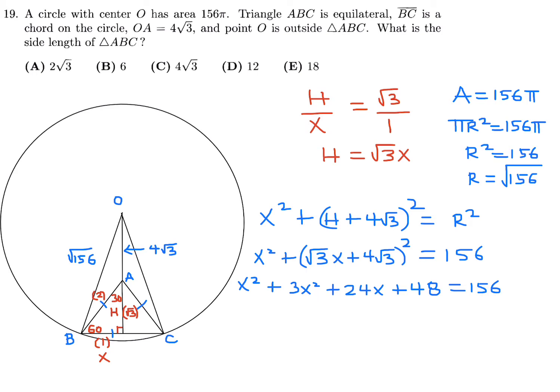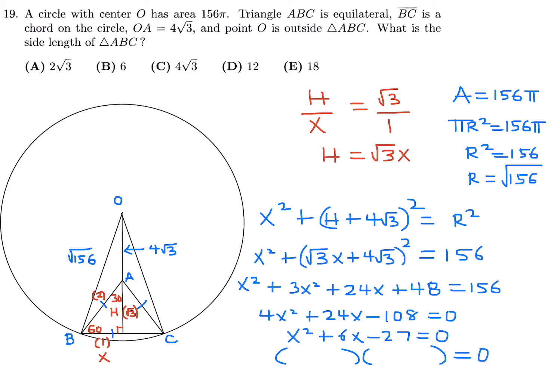Put everything on one side, collect like terms. 4x squared plus 24x minus 108 is equal to 0. Divide through by 4, and you get x squared plus 6x minus 27 is equal to 0. I think this will factor. x plus 9, x minus 3. So the only positive value of x is 3. So therefore the side of that equilateral triangle is 2x, and that will be equal to 6. So number 19, the answer is B.